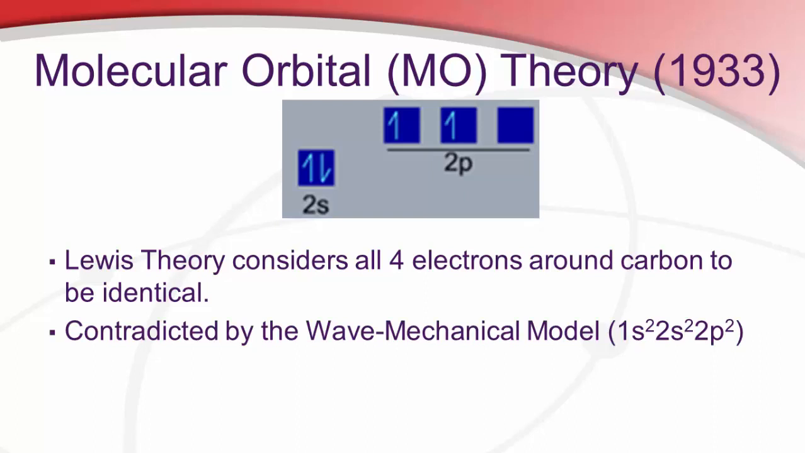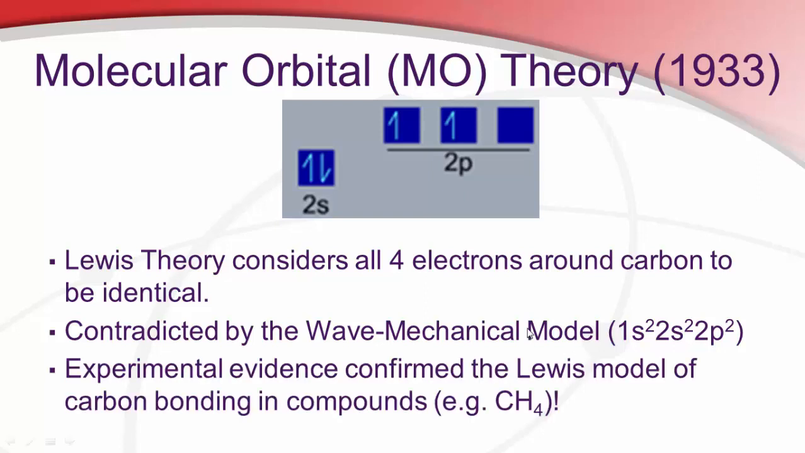Well, that's a real problem, because our wave mechanical model has our electron configuration here and here in picture and in shorthand form, and it says that 2 of these electrons are very different than 2 of the other electrons. Remember that the shape of those orbitals are different. Everything is different about these. According to the wave mechanical model, carbon should not be able to form 4 identical bonds.